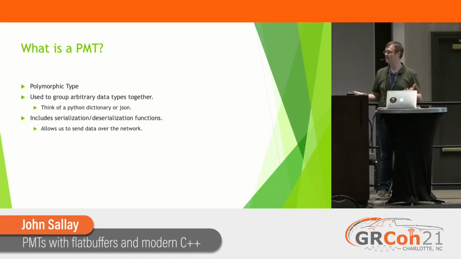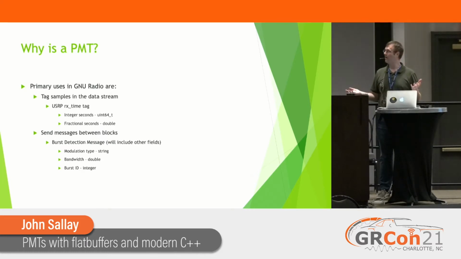So what is a PMT? It's a polymorphic type. Great acronym. It's used to group arbitrary data types together in C++. Everything is strongly typed. So if you were to declare, say, a standard template library map, all of the data in there has to have the same data type. But frequently, we need to be able to support different data types, and that's where the PMT comes in. It's like a Python dictionary or JSON, but it's in C++. It also includes handy serialization and deserialization functions, so we can send data between processes or over the network.